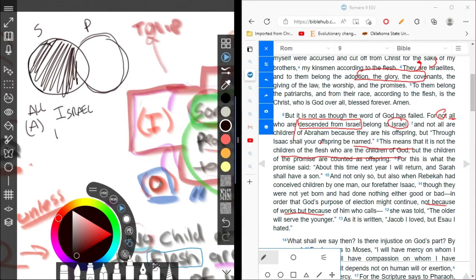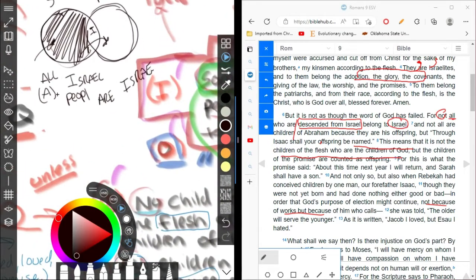Israel people belong to Israel. We're talking about spiritual Israel. It would look like that. So all of them are in this category. So this whole category is in this category. And if I said no people from Israel, or let's say no people from America, to do this, it would be our A, and then it's E.